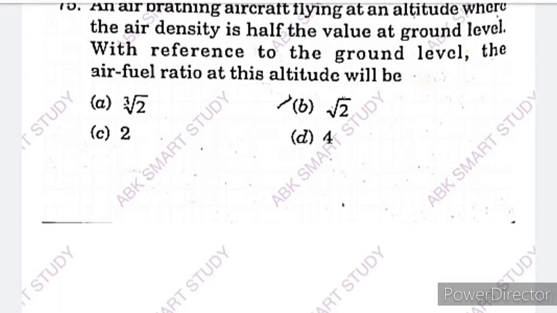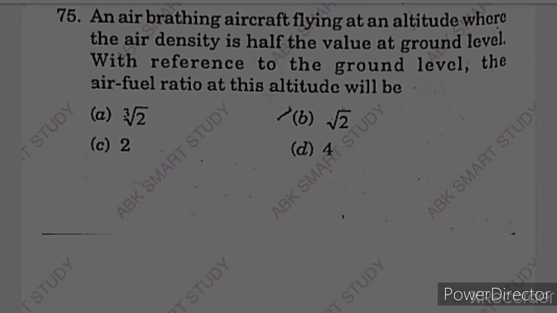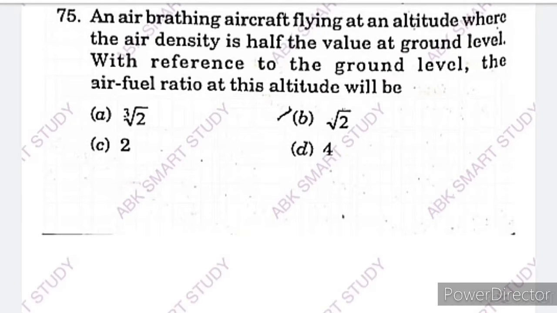An air breathing aircraft flying at an altitude where the air density is half the value at the ground level. With reference to the ground level, the air fuel ratio at the altitude will be. So here options are: A, cube root 2, option B root 2, option C 2 and option D 4.